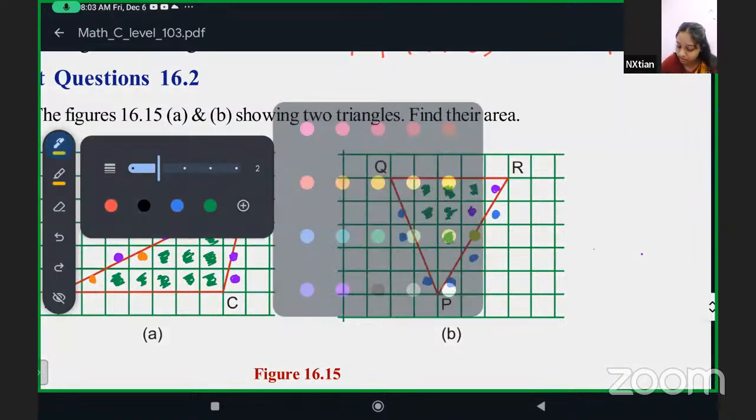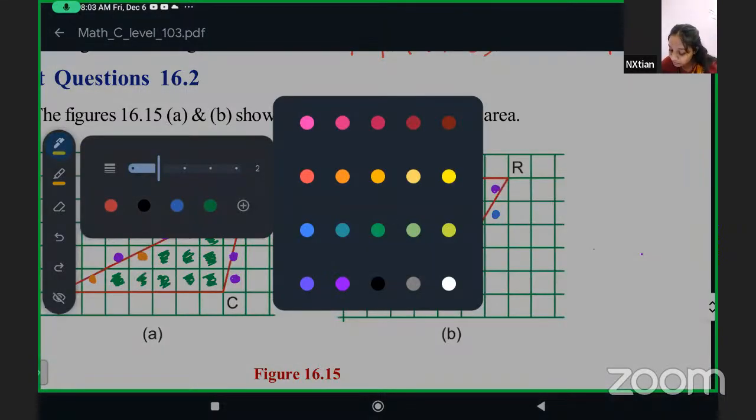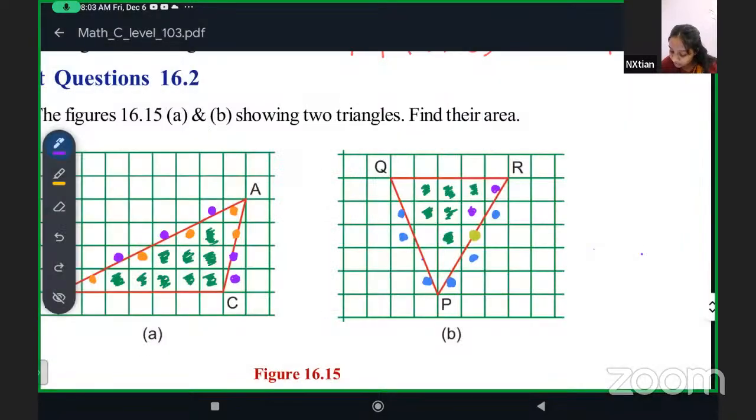We were doing more than half. Let's do more than half. That one, that one. This one also more than half. Then this one more than half. Then this one, and the top one also more than half. Yes, the top one also more than half. Okay.